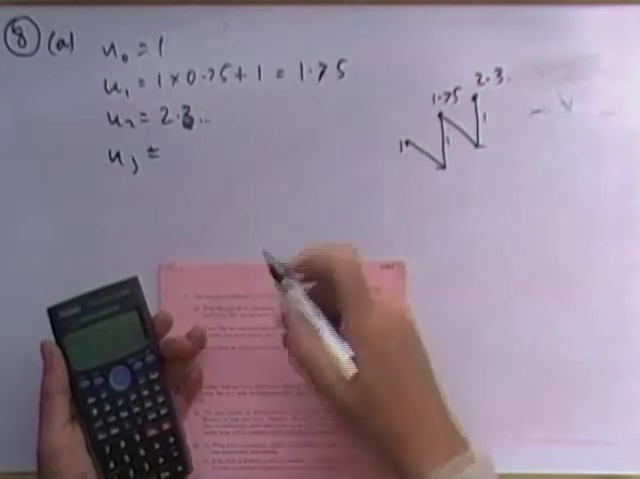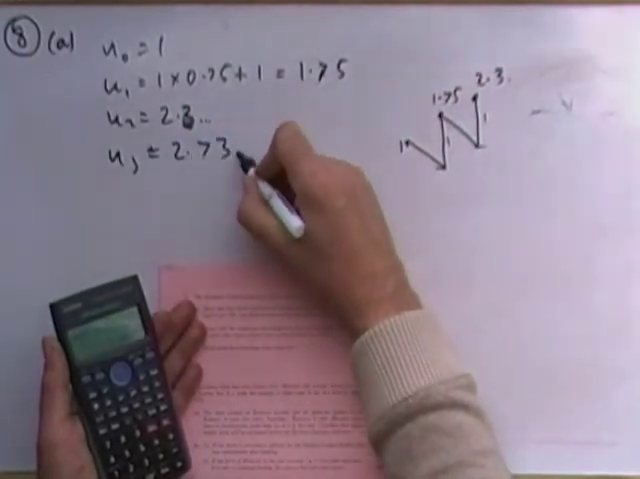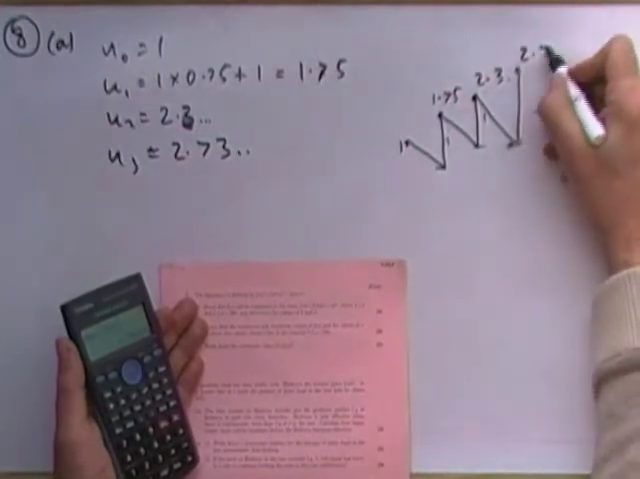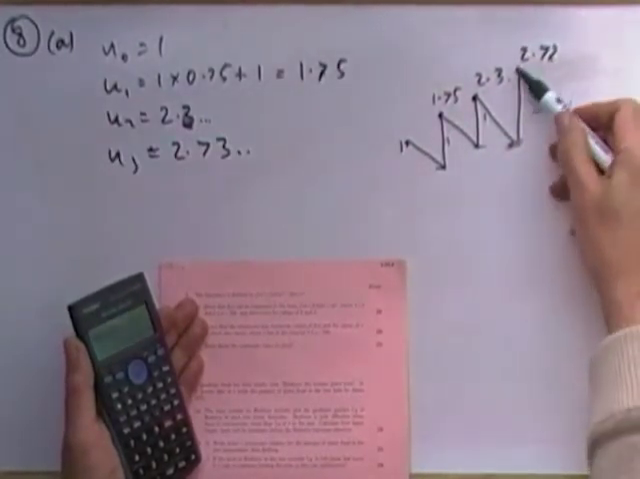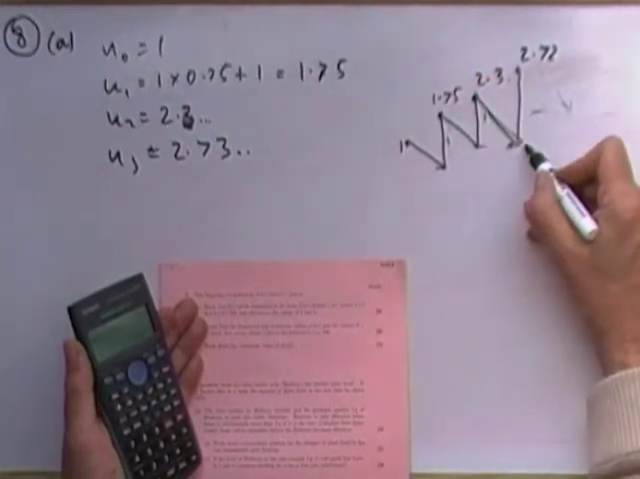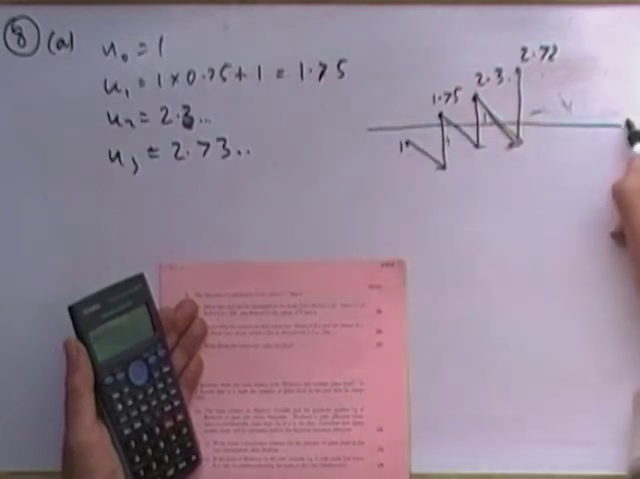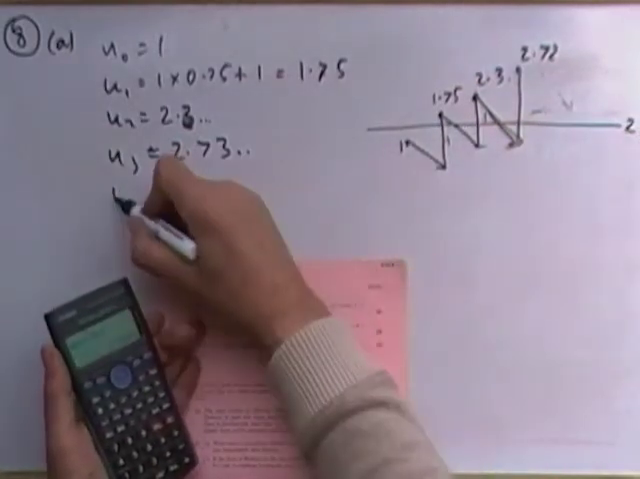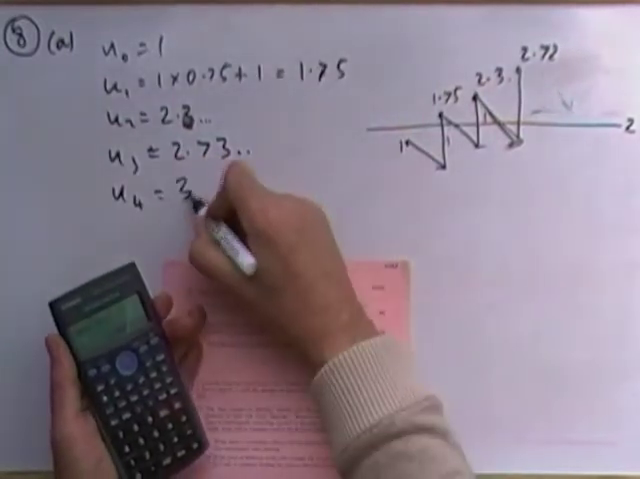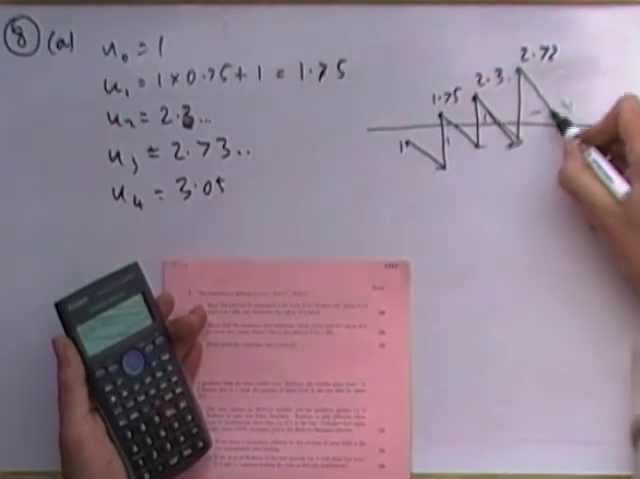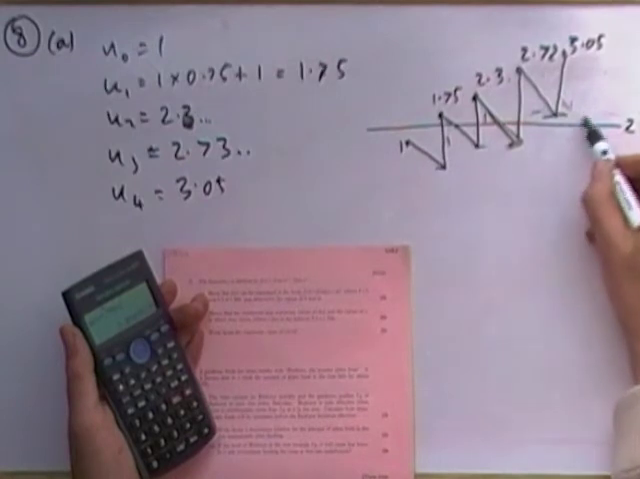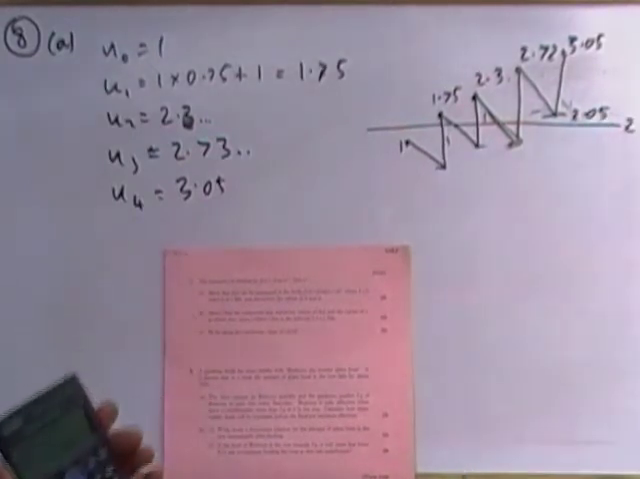U3, press the button again. I've got 2.73 and so on. So it fell and now went up to 2.73. That's still no use because before 2.73 it must have fallen down to 1.72. So it still hadn't hit the magic figure of 2. I'll just check what the next one is. U4 then. U4 is going to be 3.05. So the next one's 3.05. And that one's fine because it must have fallen to 2.05 before it.